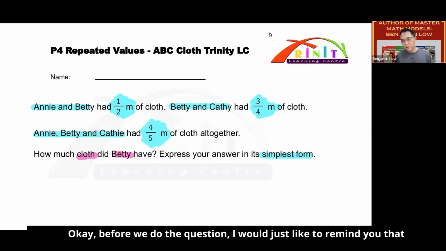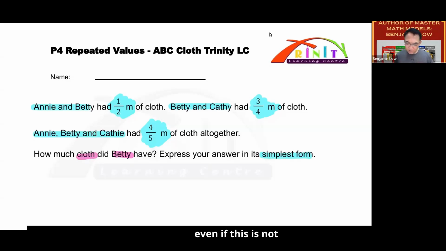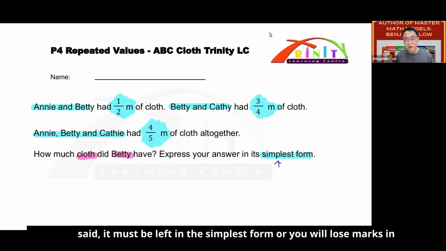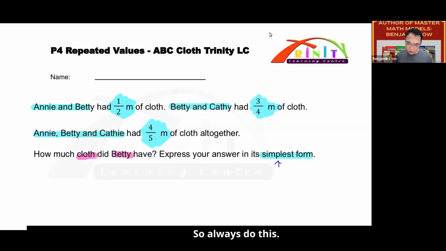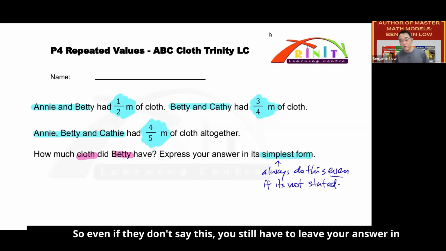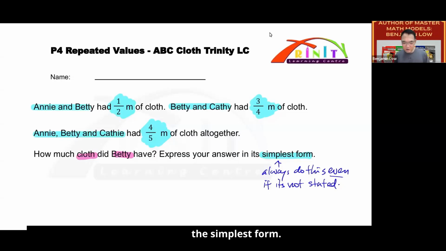Before we do the question, I would just like to remind you that even if this is not said, it must be left in the simplest form or you will lose marks in your exams. So always do this, even if it's not stated. Even if they don't say this, you still have to leave your answer in the simplest form.